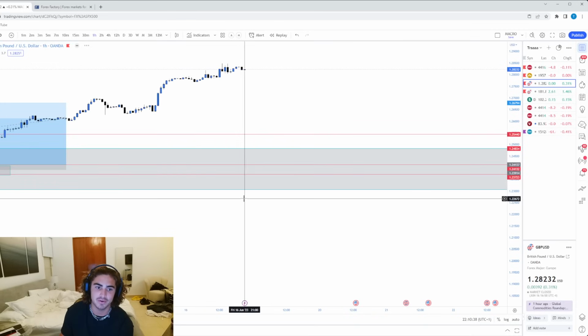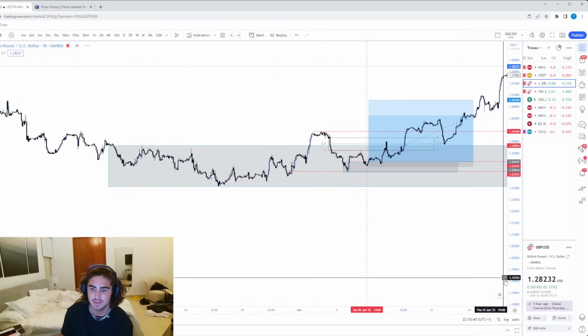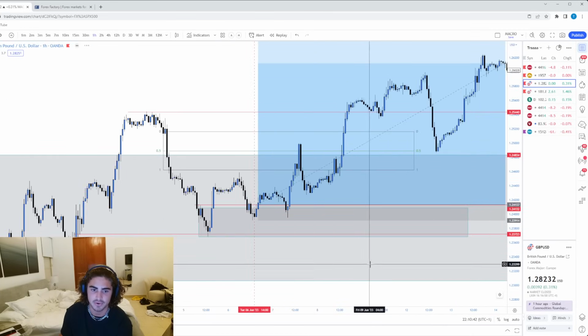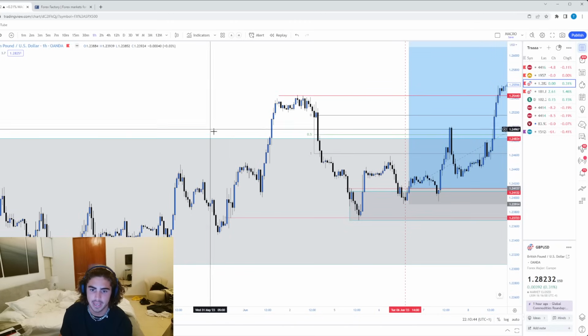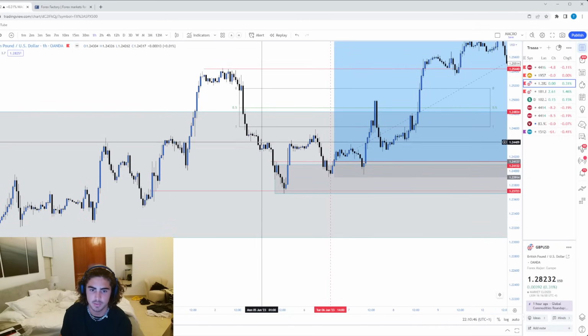Then you would have had to have been patient enough to sit on the hourly time frame and wait for a break of structure. Okay, we're monitoring. Okay, we don't get one here. These are equal highs. We come down. We're monitoring. Boom, we get a break of structure. You guys probably would have entered here.